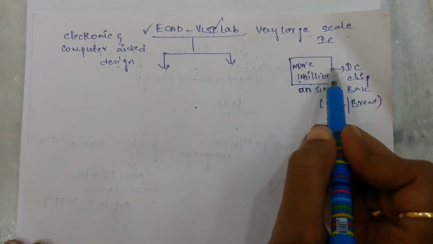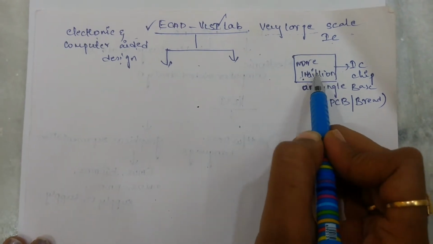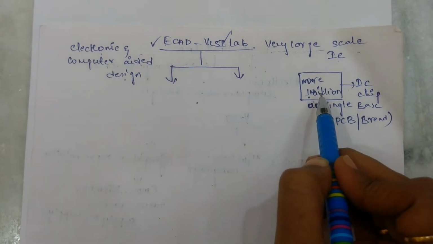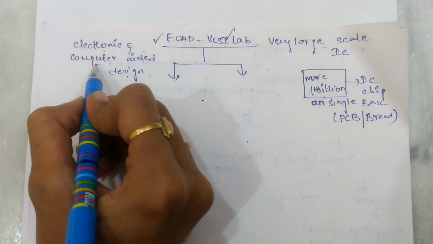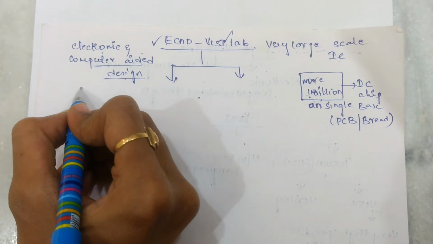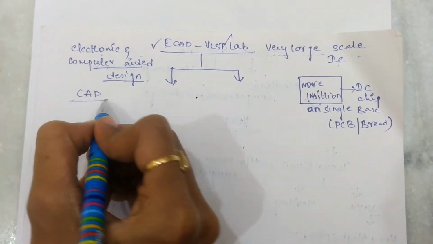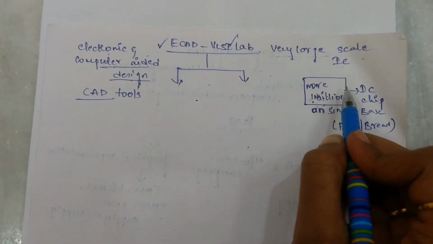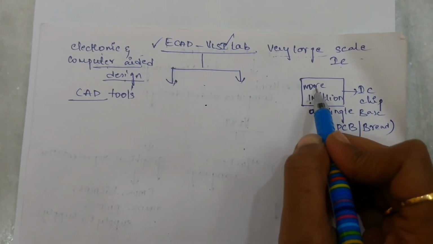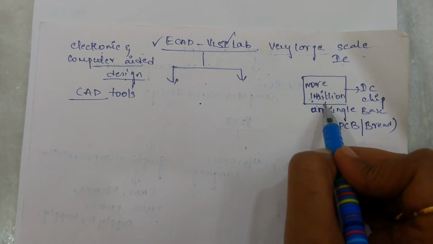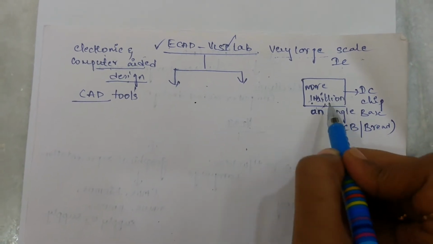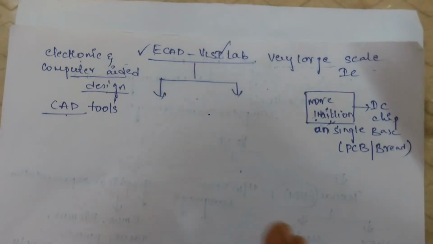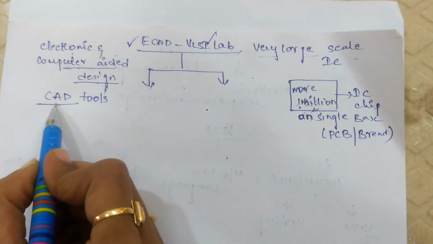Whatever transistors are present on an IC are to be programmed, designed or tested with the help of these kinds of tools. Those tools are named CAD tools. Not only ICs, but different components present on an IC will be programmed, tested and verified with the help of a CAD tool. Now these are CAD tools.